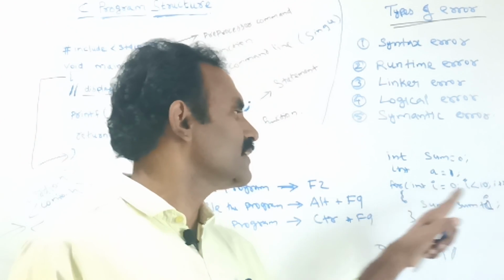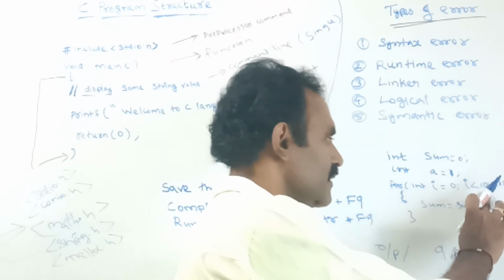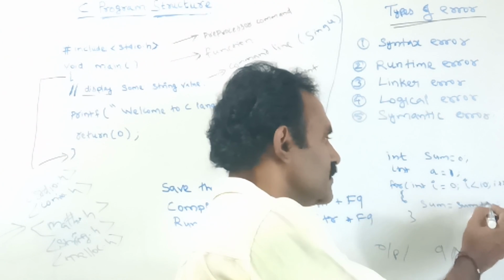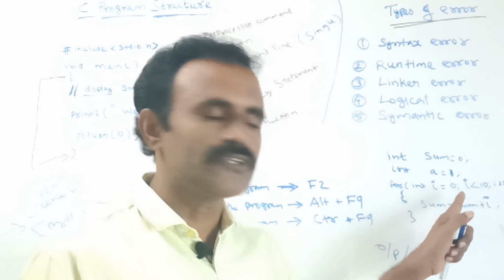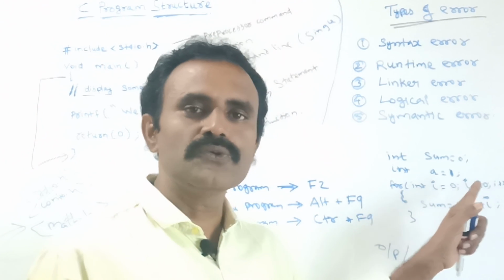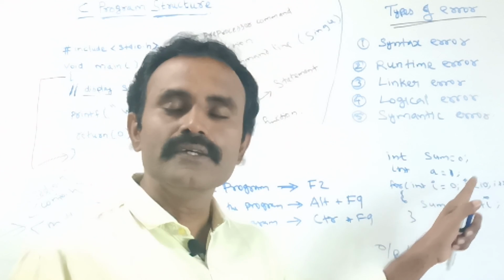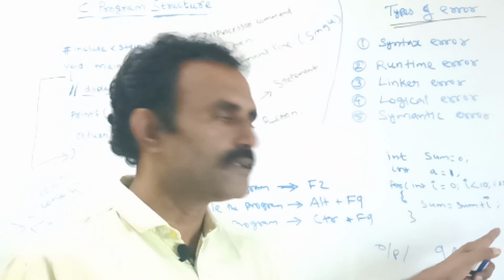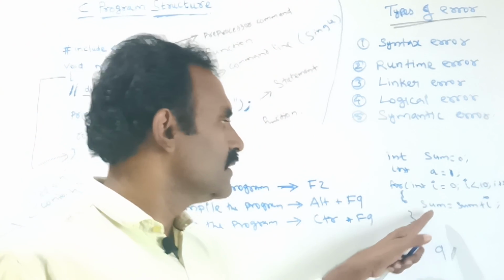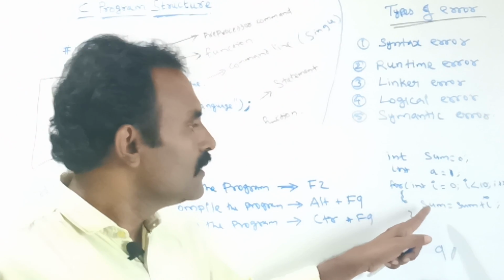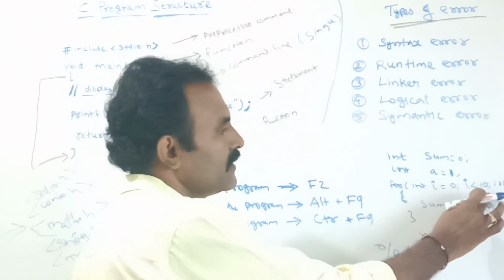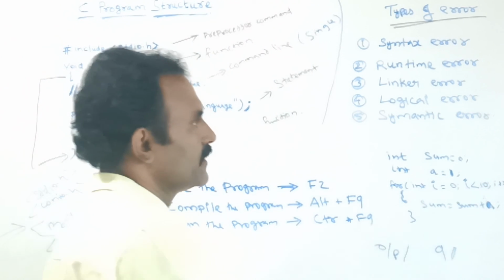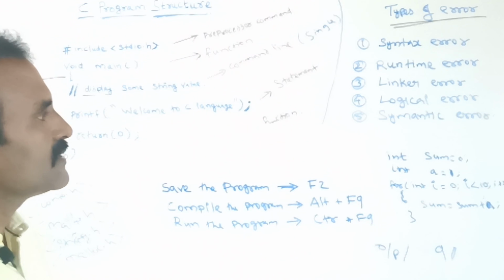Suppose you want to store the series numbers. Here you should use the i value. If you are using a loop, i's initial value is 0, from 0 to 10: 0, 1, 2, 3, 4, 5, etc. up to 9. Each and every time that corresponding number will be added to the sum. So the result will be a series of 9 numbers. So in this case, if you are using a, this is the logical error. This is the type of logical error.